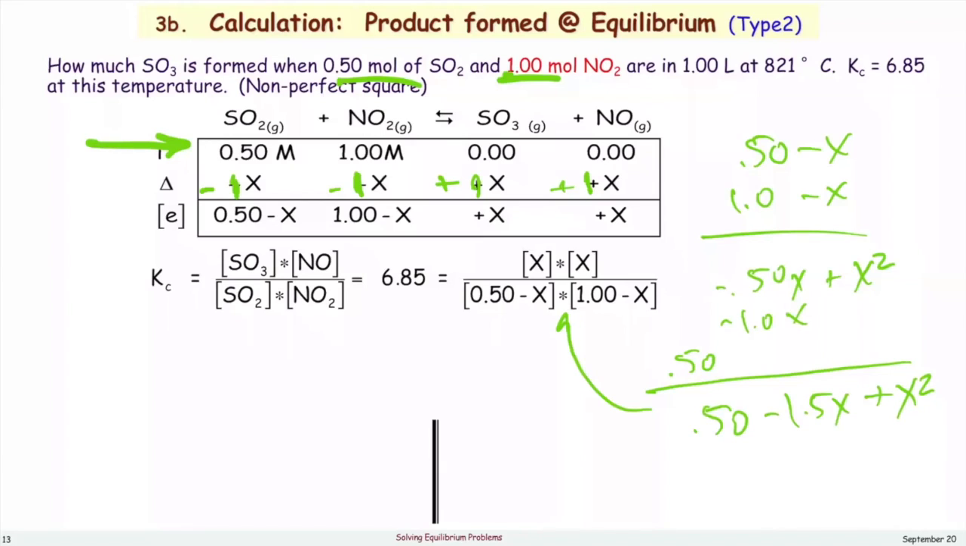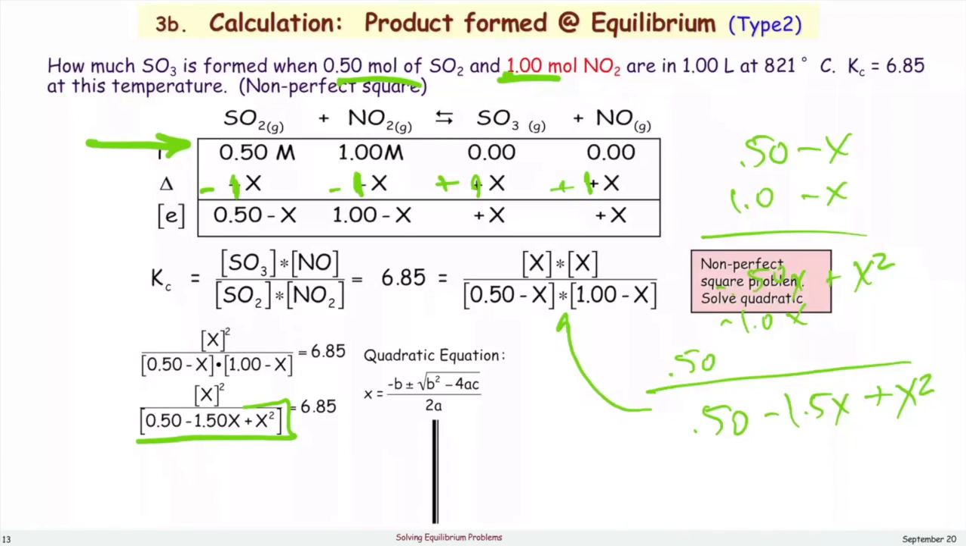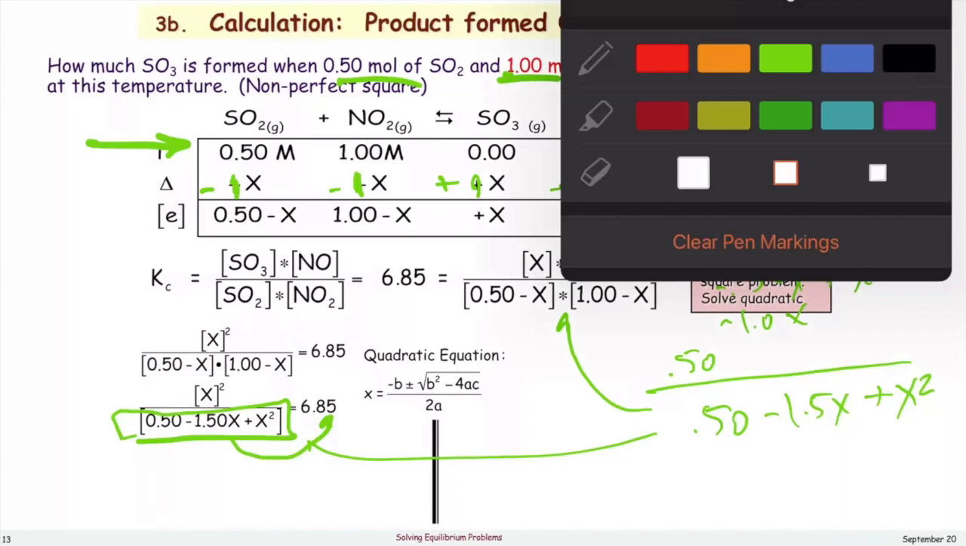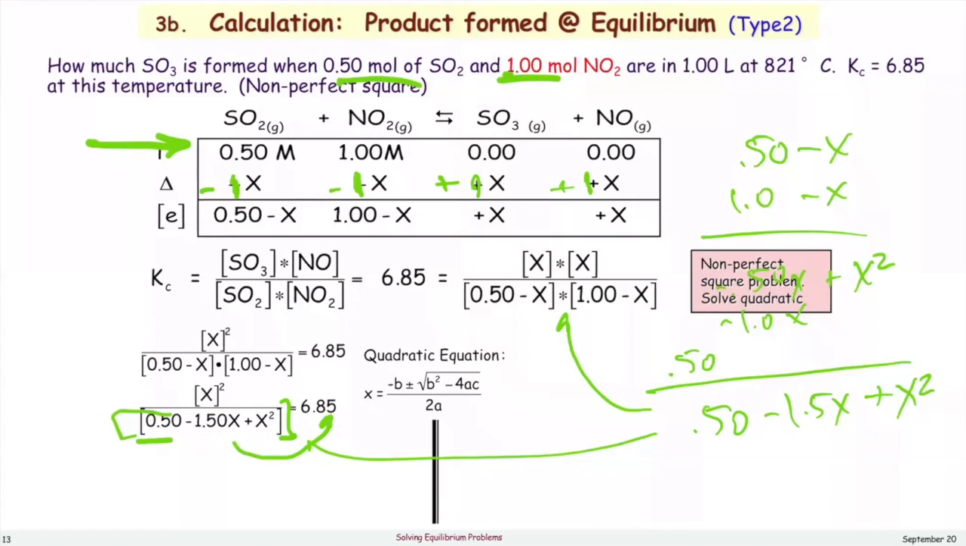Okay, those are not your A, B, and C. You still need to solve that. You've got an X squared on top. Now what you need to do is collect the terms. So I'm just going to put this over here, 6.85 times 0.5, 6.85 times minus 1.5, and 6.85 times X squared. When I do that, this is what I get.